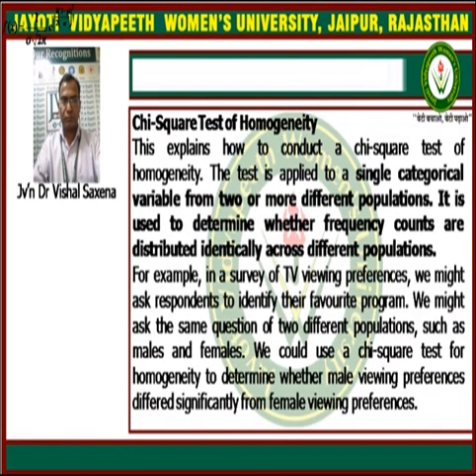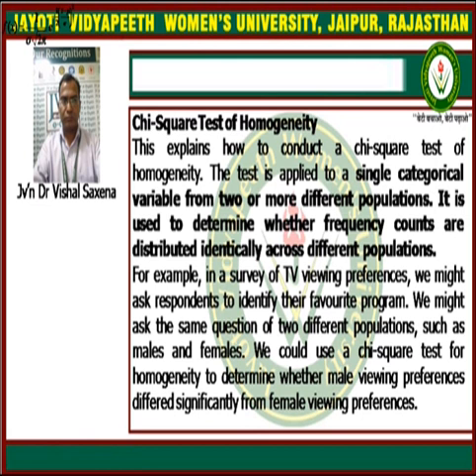Next is the chi-square test of homogeneity. In this test there is a single categorical variable taken from two or more different populations, and this test can be used to determine whether frequency counts are distributed identically or not across the different populations. That is the main objective of applying the chi-square test of homogeneity: whether the frequency counts are distributed uniformly or not across the different populations.